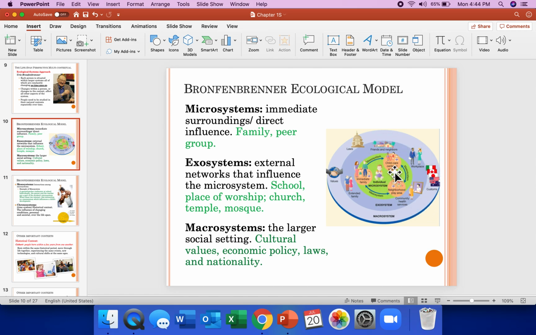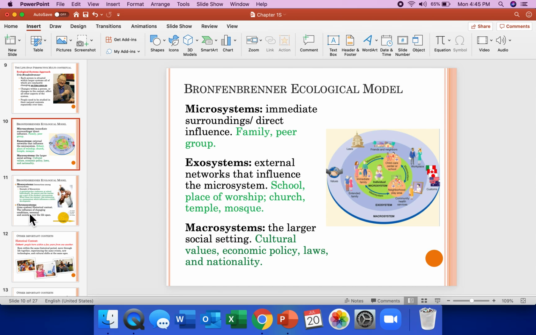So every single system, as close as the micro, or the next one, the exo, or the last one, the macro, all of them collectively influence the child one way or the other, and therefore the development of that child.